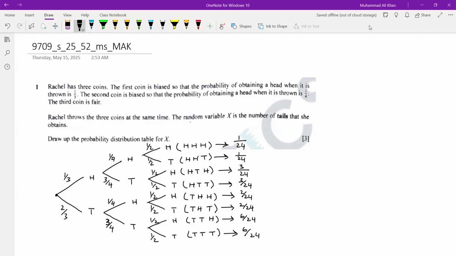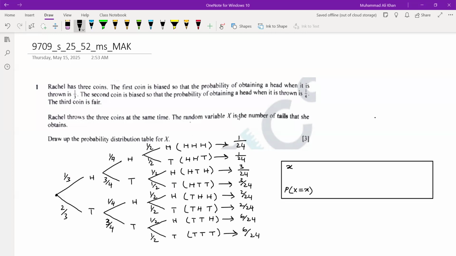Now add, check whether the sum is equal to 1. So 1 plus 1, 2, 3, 4, 5, 6, 7, 8, 9, 10, 11, 12, 12, and 12 makes 24, yes, 24/24, it is 1. So this probability tree is correct. Now we have to make a table for X and probability of X.